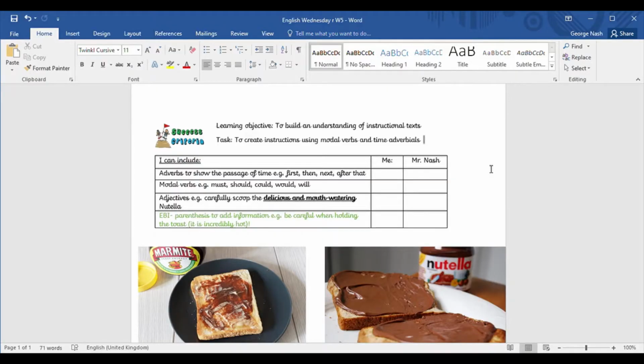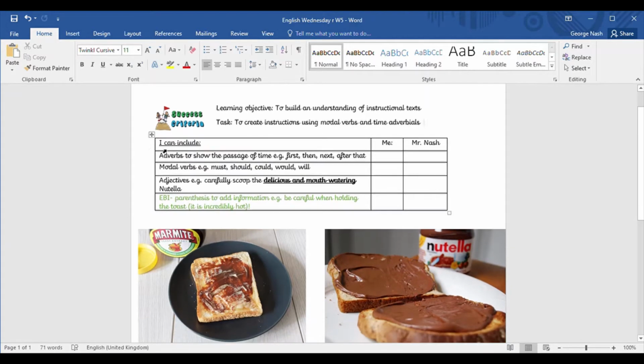Today, we are going to be looking some more at instructional texts, and you are going to have a go at writing your own sort of instructional sentences about how to make a delicious piece of toast smothered with gooey, sticky, and delicious Nutella. Now, here is your sheet for today, your learning objectives to build an understanding of instructional texts, and your task is to create instructions using modal verbs and time adverbials. These are the things you're focusing on.